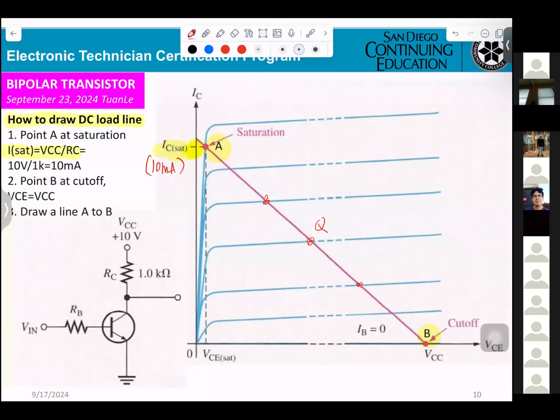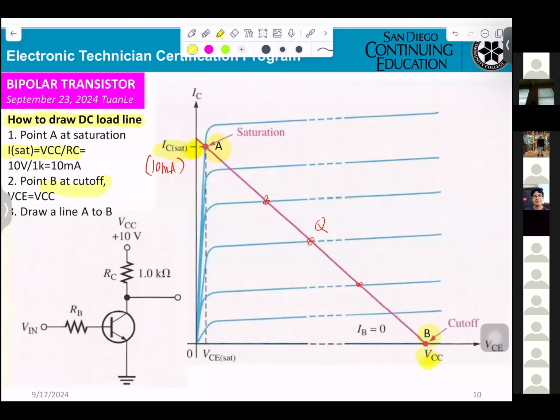That's one point. Now you need point B. Point B is at the cutoff. That means when they cut off, then VCE equals VCC. So basically, it equals 10 volts. So now you draw the line. They're telling you the load line.